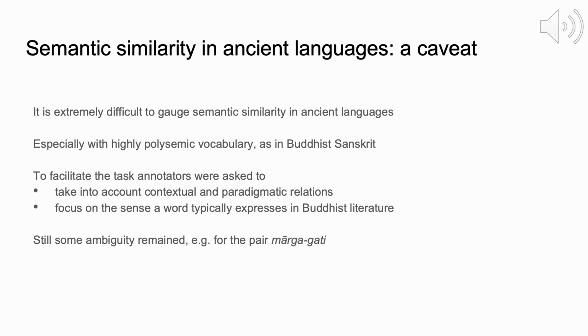It is important to note that it is extremely difficult to gauge semantic similarity for historical languages that have no native speakers, especially for languages such as Sanskrit, where words tend to display a great degree of polysemy. To facilitate the task and ensure a degree of consistency between annotators, we asked them to focus on the sense a word typically expresses in Buddhist texts and to take into account contextual and paradigmatic relations as well as purely semantic intuition.